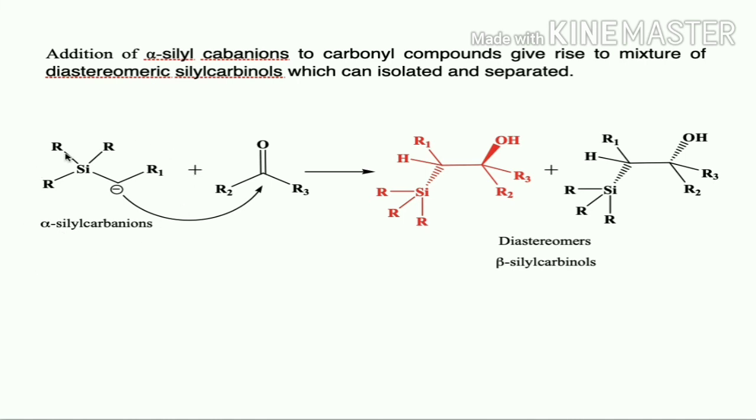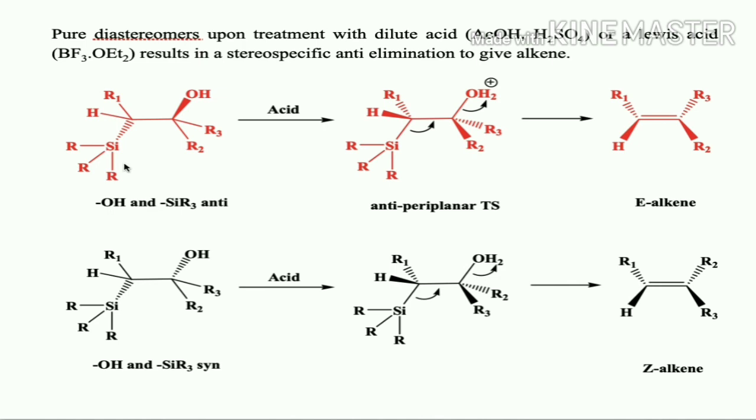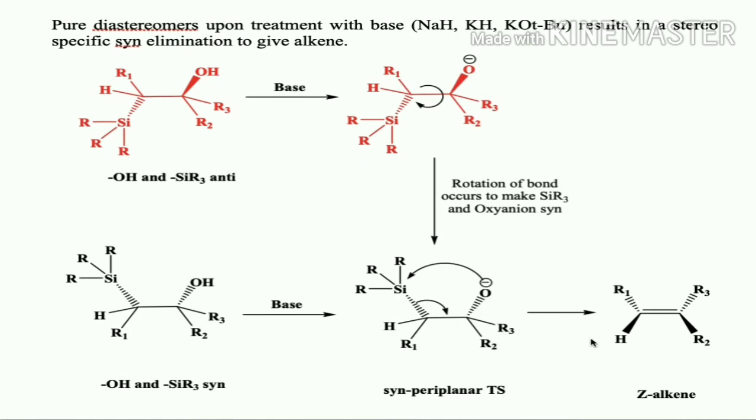So this alpha silyl carbanion is going to react with carbonyl. It is going to form diastereomers. These diastereomers are nothing but beta silyl carbinols. So these diastereomers, upon separation and treatment with acid, if the OH group and silyl group are anti to each other, it is going to form E-alkene. If they are syn, it is going to form Z-alkene. So it is stereospecific anti-elimination. If the diastereomers are treated with base, both diastereomers are going to form the syn periplanar transition state, and it is going to form Z-alkene.